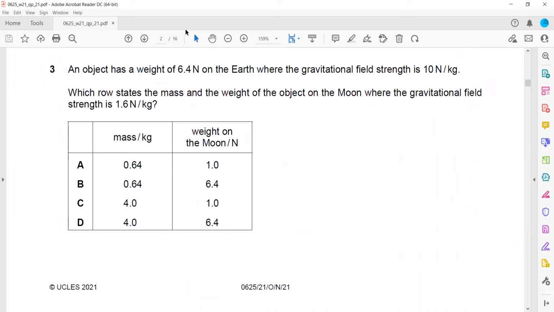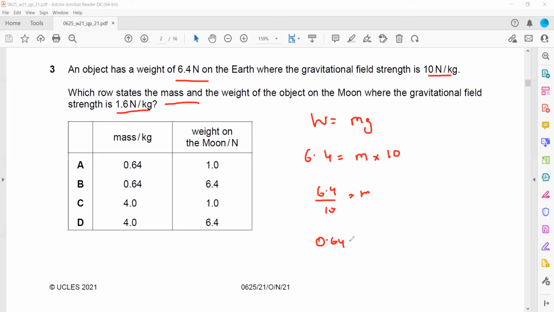In question 3, an object which is having a weight of 6.4 Newton on Earth, where the gravitational field strength is 10. Which row states the mass and the weight on the moon, where the gravitational field strength is 1.6? So first we'll find the mass on the Earth, and mass of an object does not change. So we have the formula weight equals mass into gravity. So weight on the Earth is 6.4 Newtons. The mass on Earth we don't know, and the gravitational field strength of our gravity is 10. So it will be 6.4 divided by 10. So mass on the Earth is 0.64 kilogram.